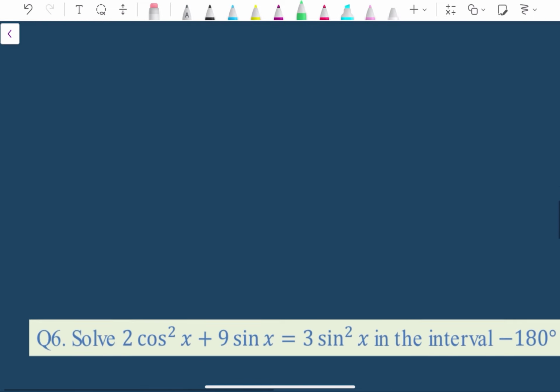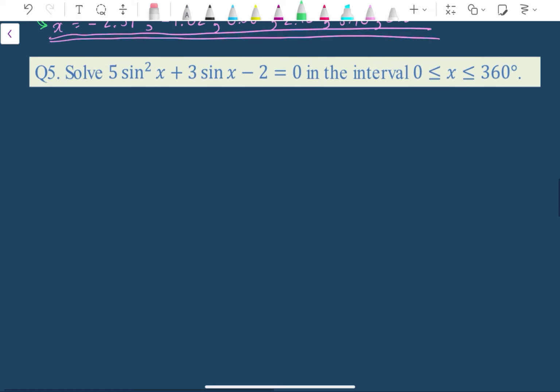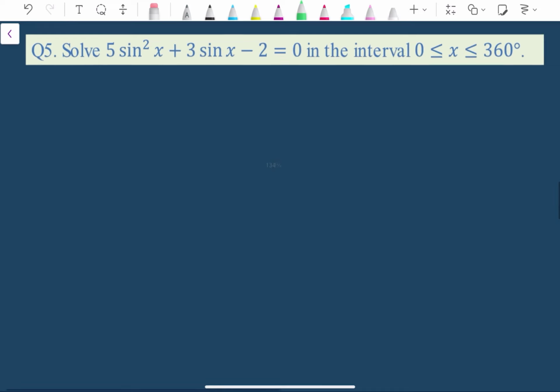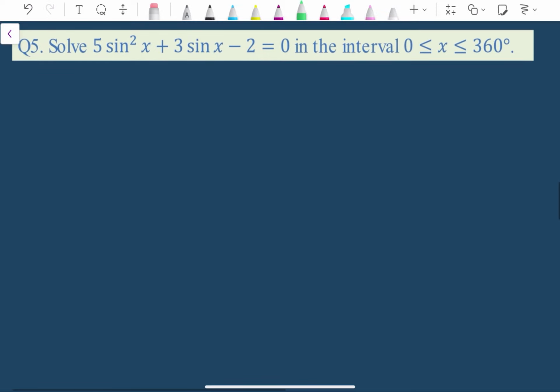I've got 2 more questions I'd like to work through. So let's move on to one that looks like this. 5 sine squared x plus 3 sine x minus 2 equals 0. So going through my process, I notice I am in degrees. Change my calculator to degrees.